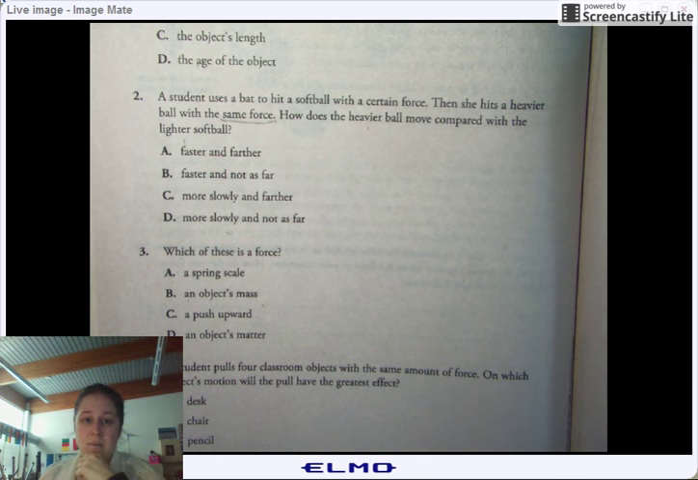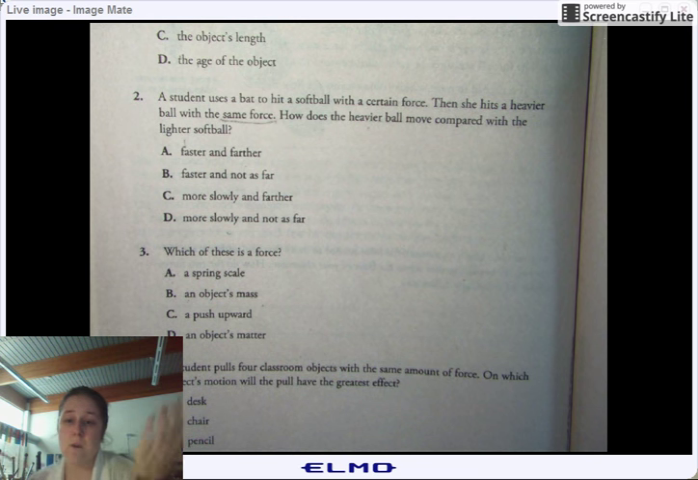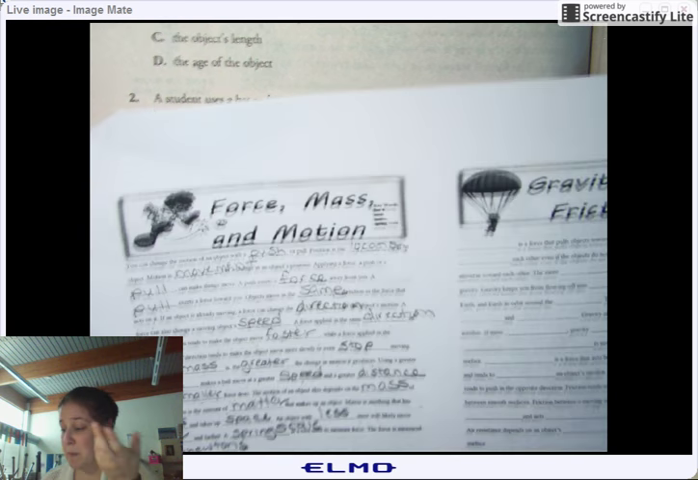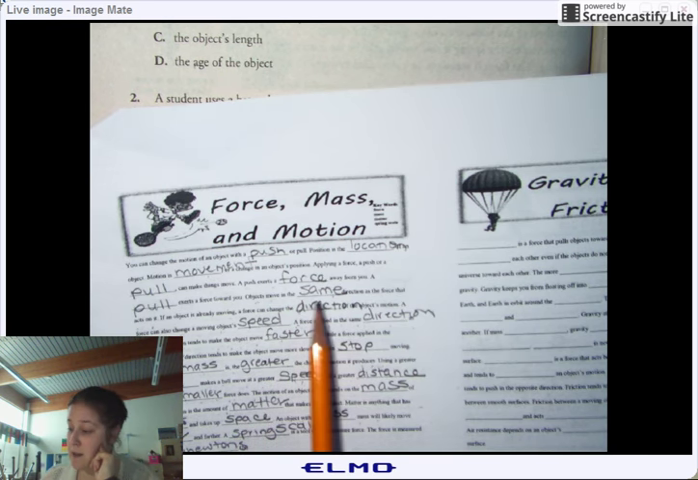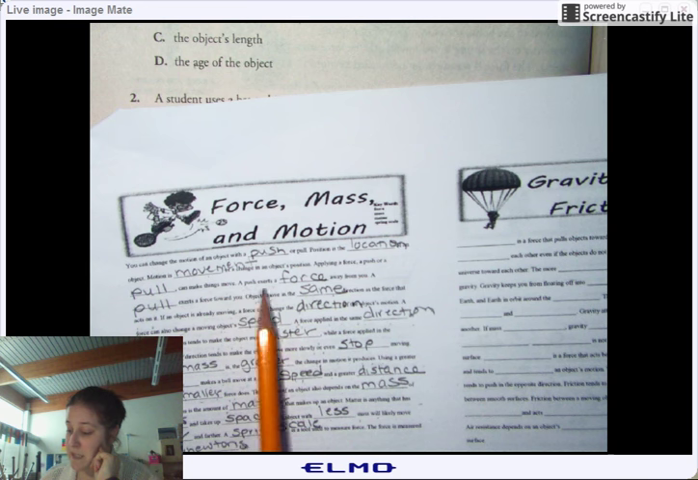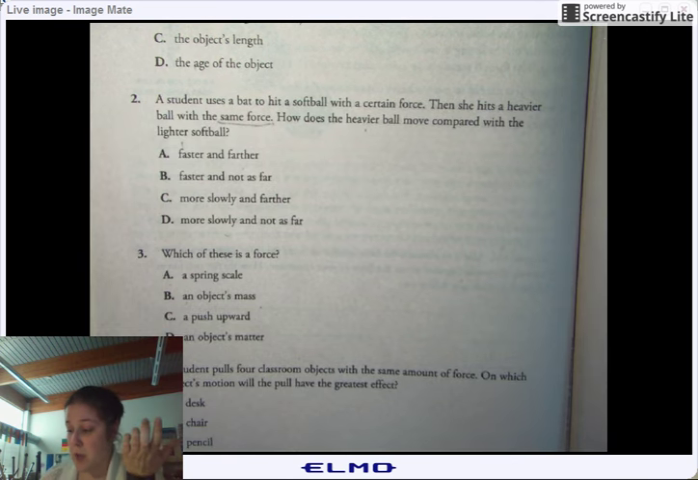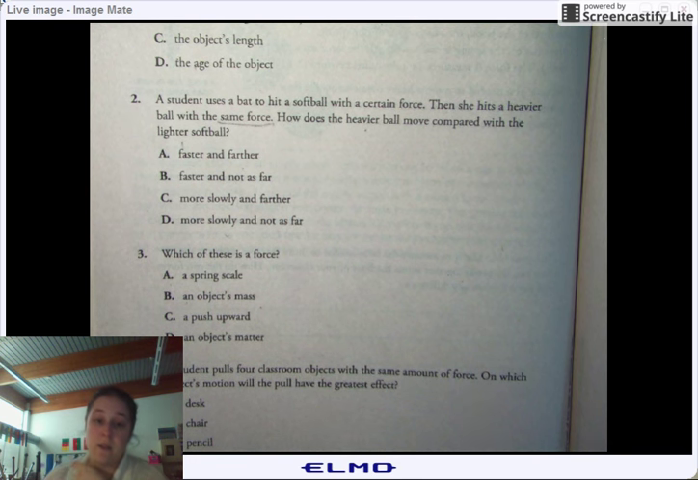Which of these is a force? A spring scale, an object's mass, a push upward, or an object's matter? Which of these is a force? Think about what force means. Go back into your notes if you don't remember what force means. Force is a push, a push away from you. A pull is a force towards you. So it just kind of gave you the answer right there just by going back and looking at your notes.